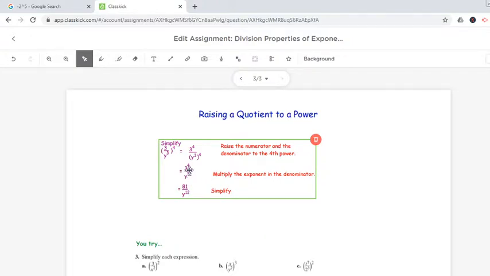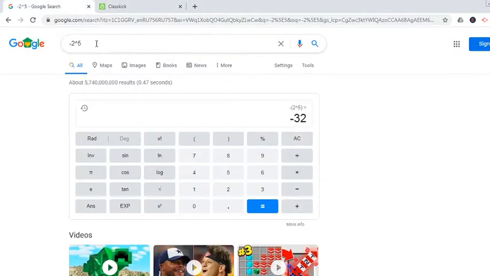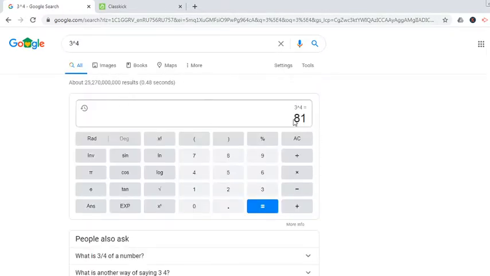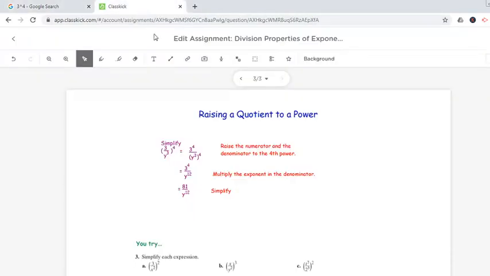And then 3 to the 4th. What is 3 to the 4th? We'll put it in our calculators. That is 81. So 81, and then y to the 12th. So that's our answer.